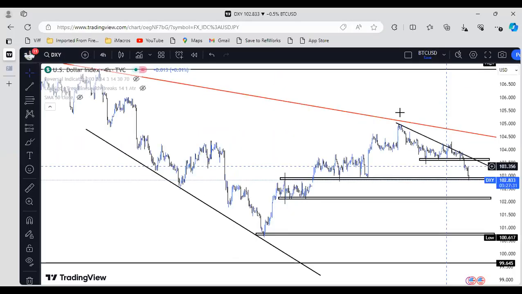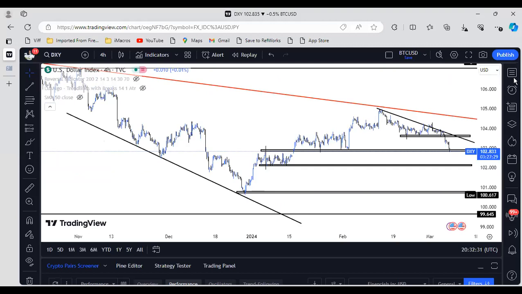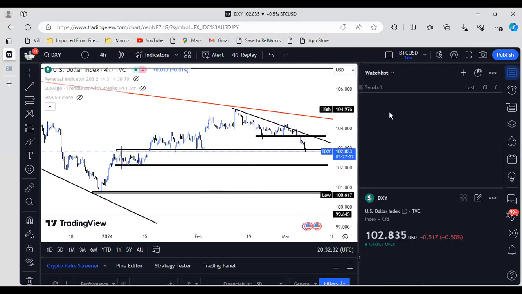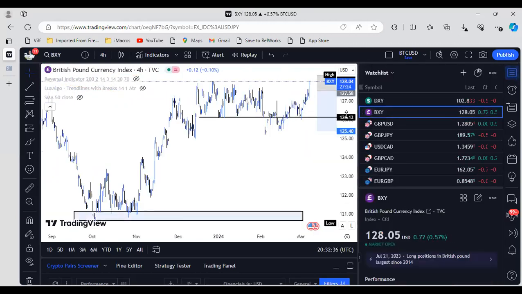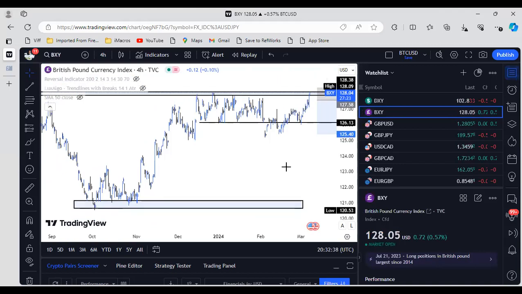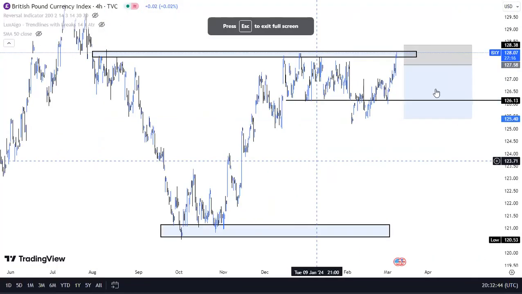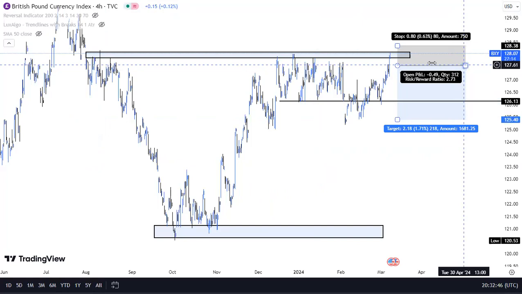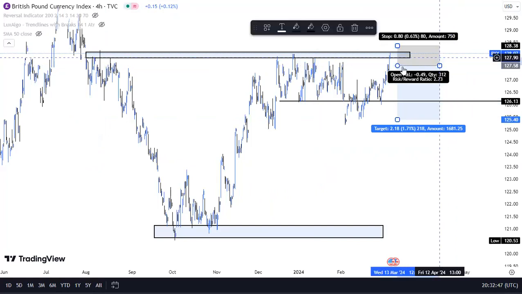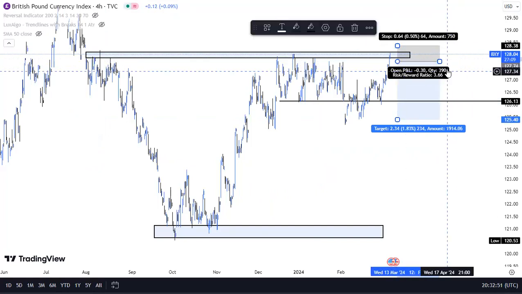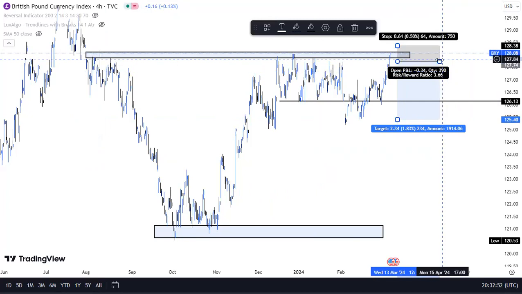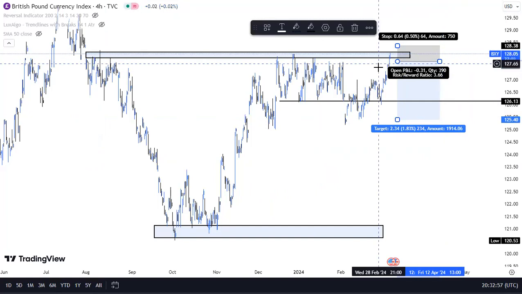And then, let's go back and check BXY. So BXY is the British index, the British pounds index. And we can see that the BXY is also at, I already have my zone marked up here. I'm not going to take this trade. I'm just marking up what I expect to happen. So we already see that BXY is at a critical support zone, right?